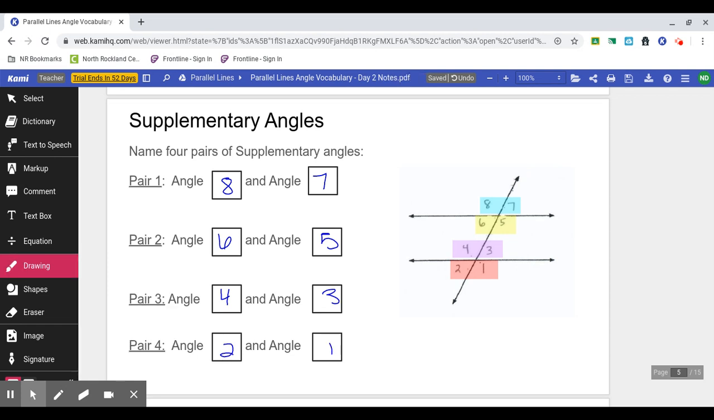Now, those are not all the supplementary angles in this diagram. There are definitely more. For example, 6 and 8 are supplementary angles. 7 and 5 are supplementary angles. 3 and 1 are supplementary angles, and 2 and 4 are also supplementary angles.